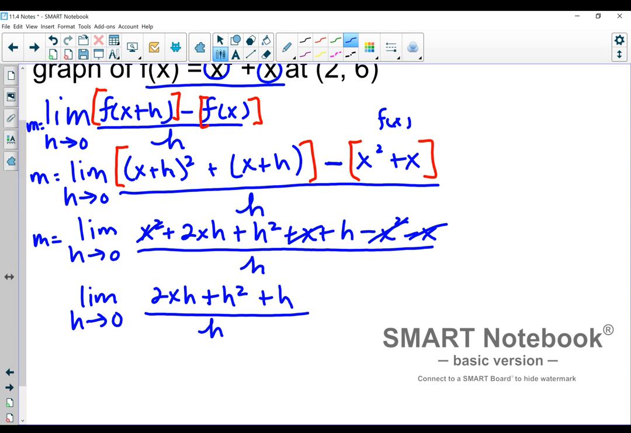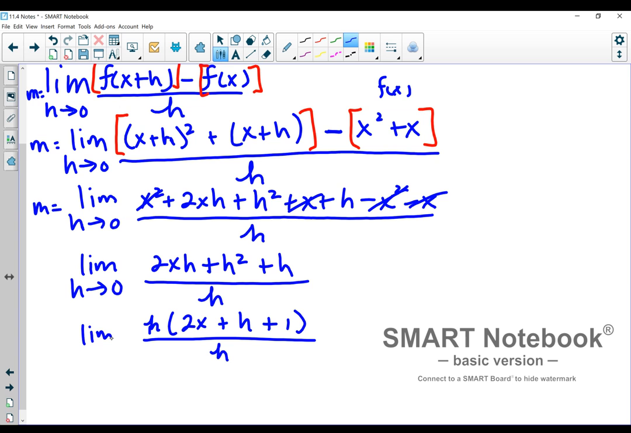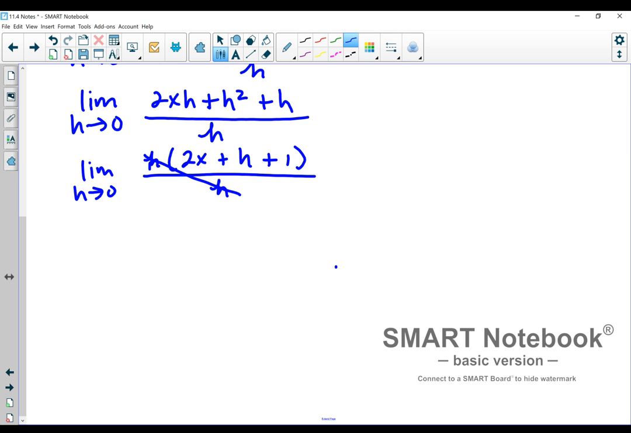So I noticed that I could factor an h out of the numerator. So I'm going to go ahead and do that. So h times (2x plus h plus 1) all over h. And now if I have an h in the top and bottom, I can cross those out. It would just be a 1. And so I have the limit as h goes to 0 of 2x plus h plus 1.